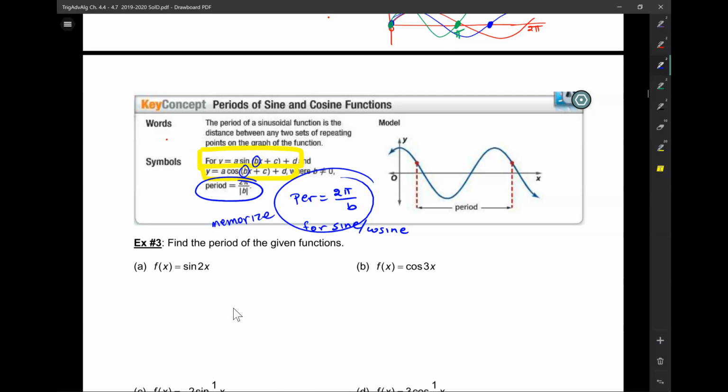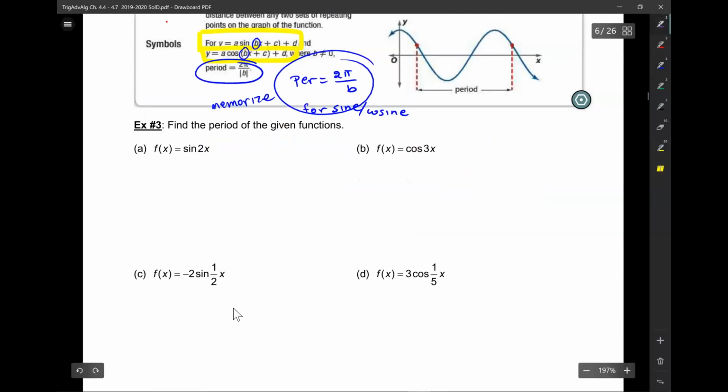Okay, and what is B? B is always the number that comes between sine and cosine and the x. All right, so it's the number right before the x. Okay, so let's find the period for these functions here. Look at this one, sine of 2x. This number that's immediately before, like the coefficient of x, that's B. So for the period, it's 2 pi over B, which is 2 pi over 2, which is just pi. Okay?